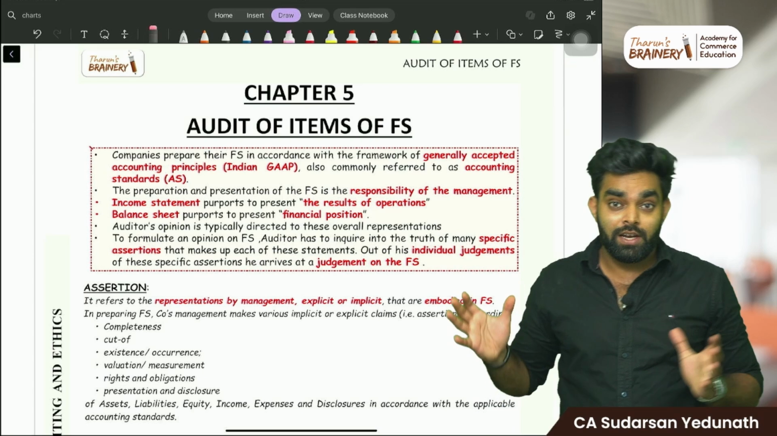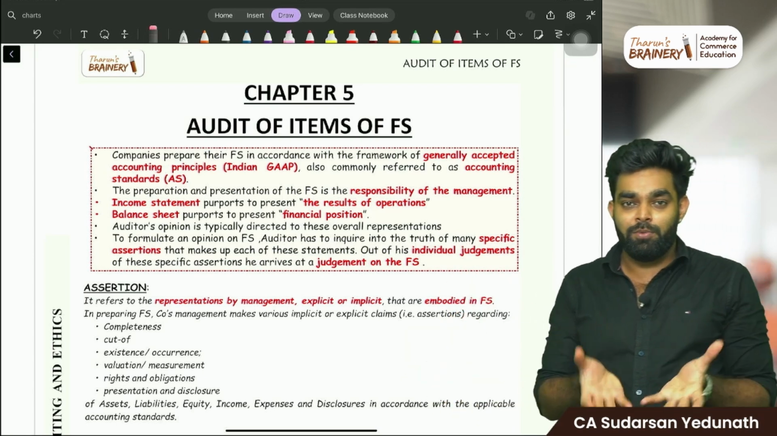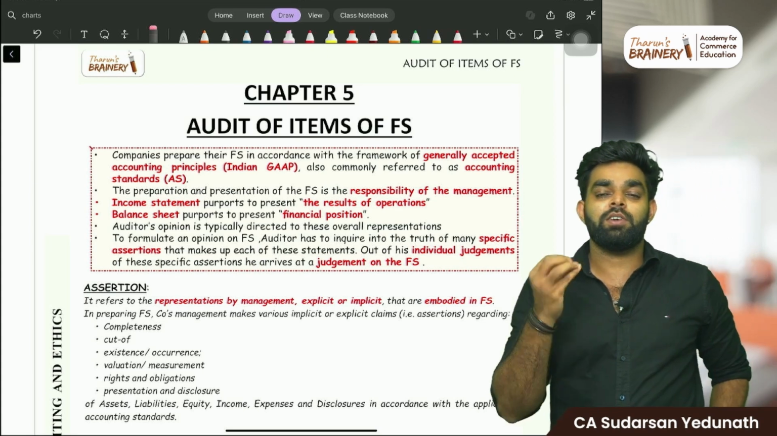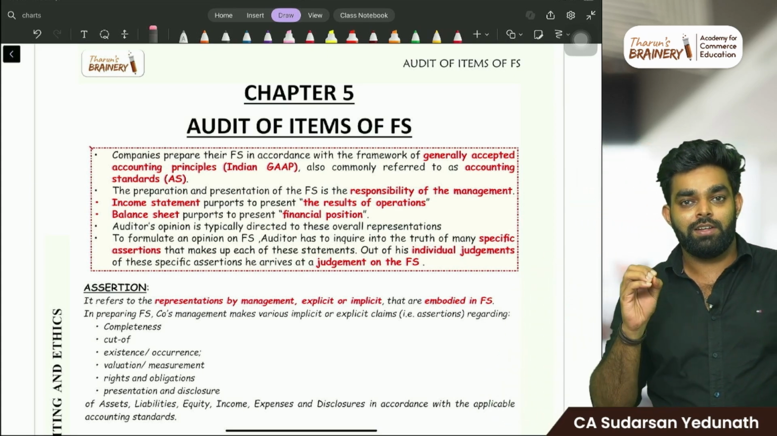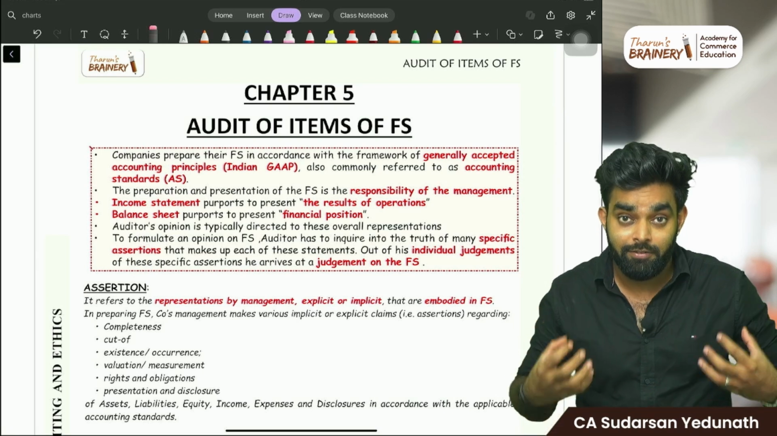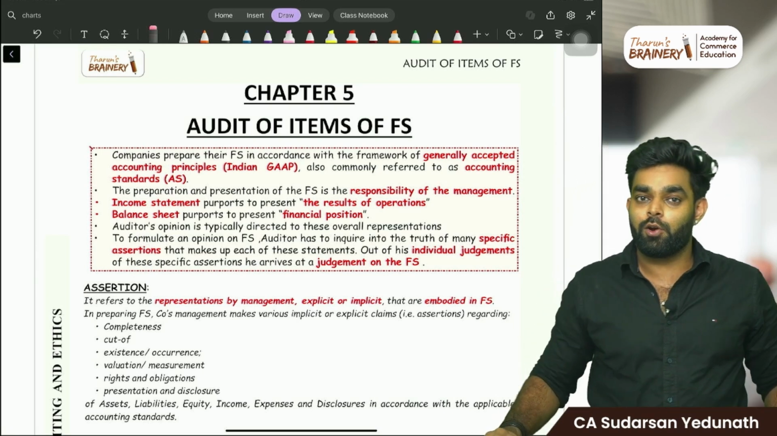Hardly very few days are left for your examinations. I know that. So I've come up with a very short revision of audit of items of financial statements, because this is one chapter that is very tough for students. This is not tough in itself; it is tough because you are doing it with the wrong approach.